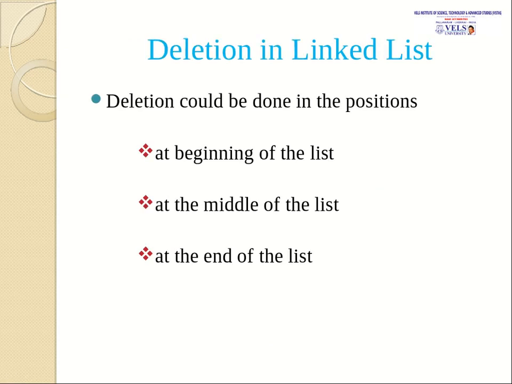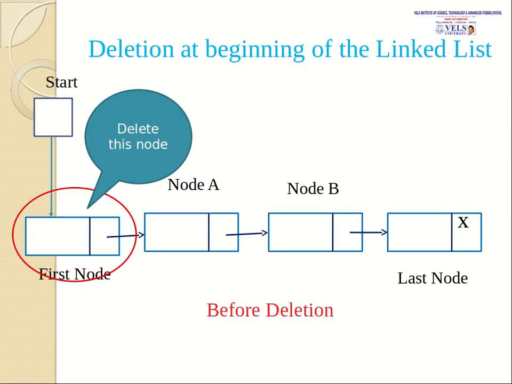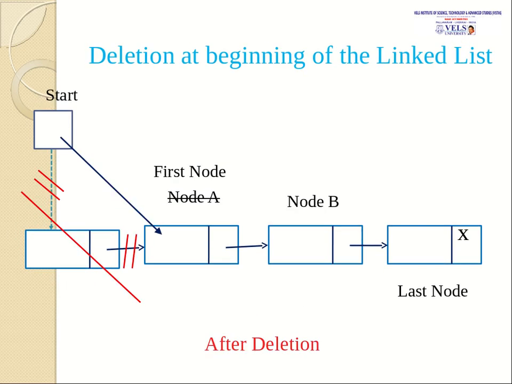Next operation we have is deletion. Again, deletion is done at the beginning, at the middle and at the end. I want to delete the first node. So how can I do it? Any guesses? Instead of pointing to the first node, I can make the start point to node A directly. That means the first node will not be removed from the memory, but there will be no link between the start and the first node. So it is removed from the list of elements.